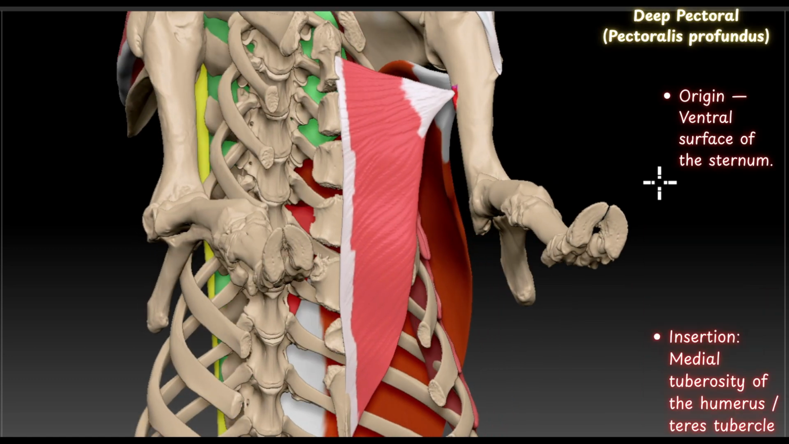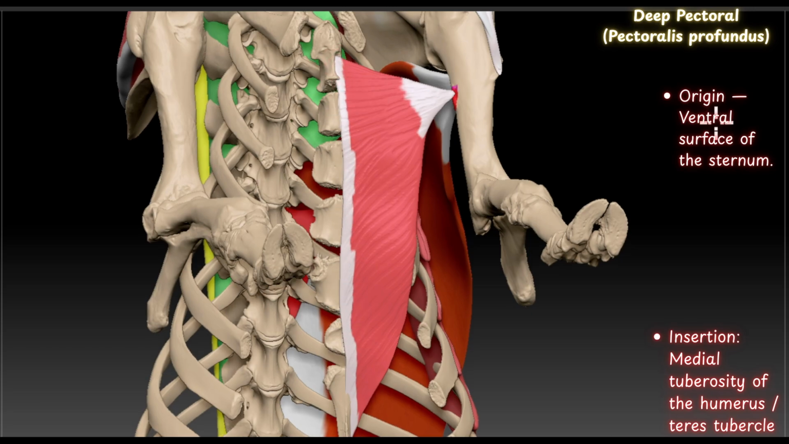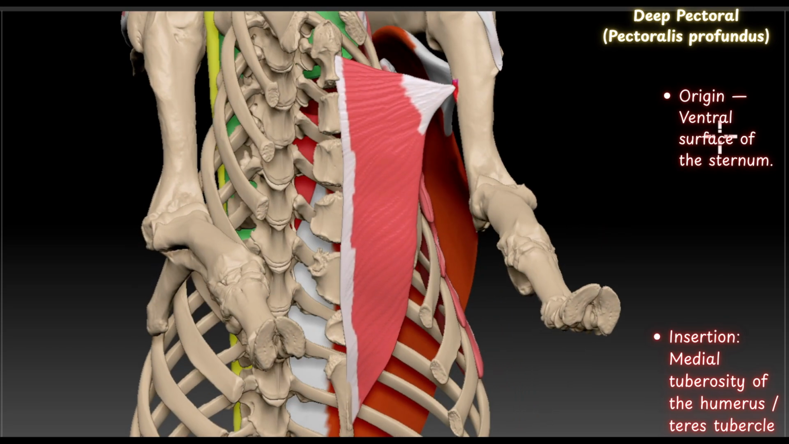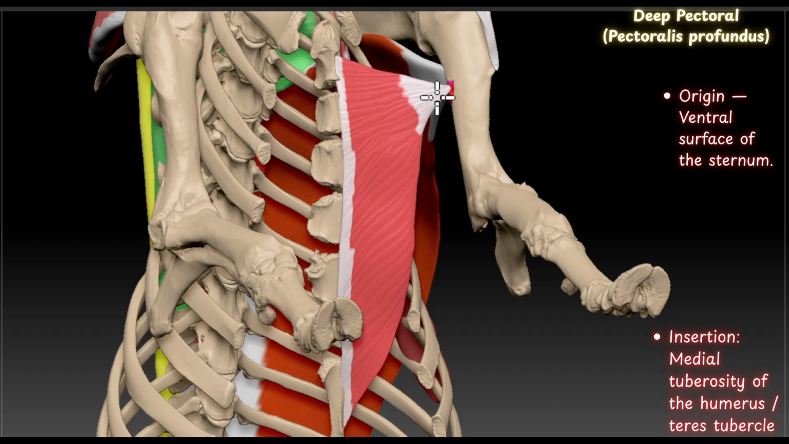Origin of the muscle: ventral surface of the sternum. So you can clearly see, this is the ventral surface of the sternum. The muscle originates from the ventral surface of the sternum. And the insertion point, you can clearly see, is the lesser tubercle or teres tubercle of the humerus.